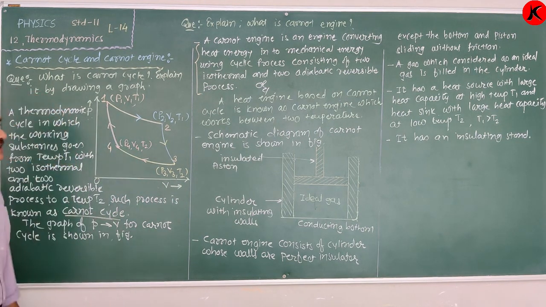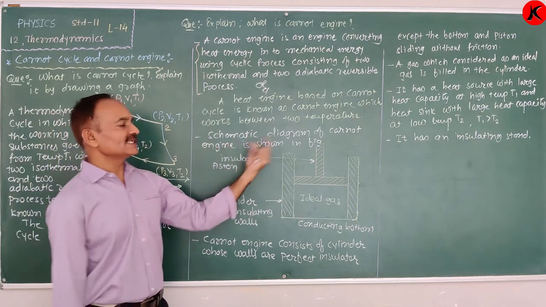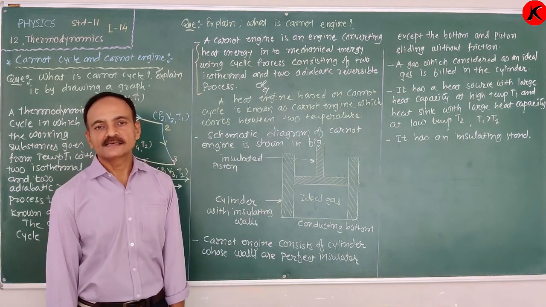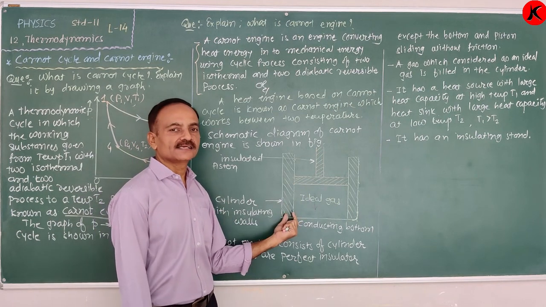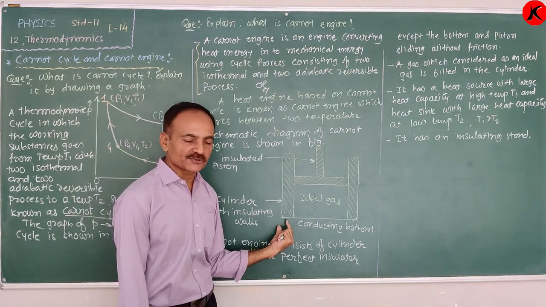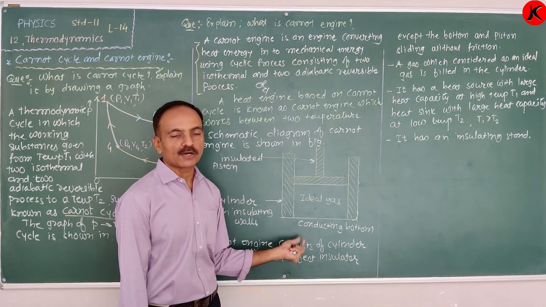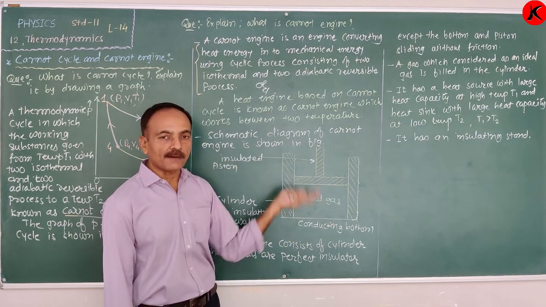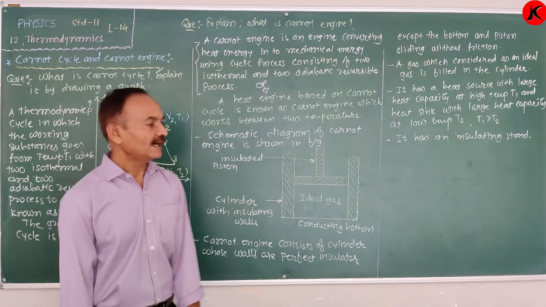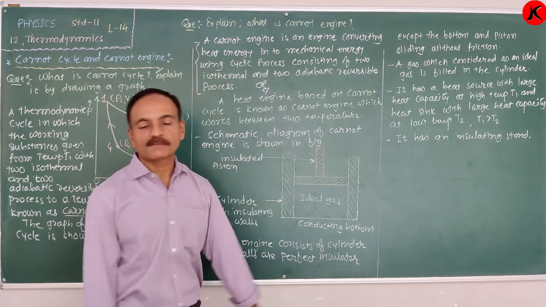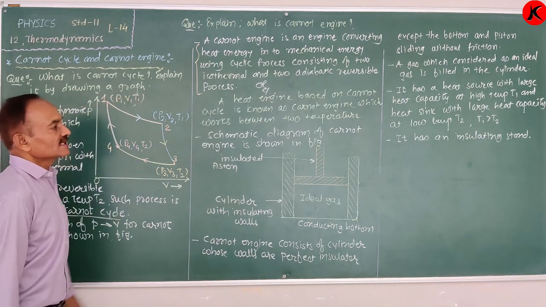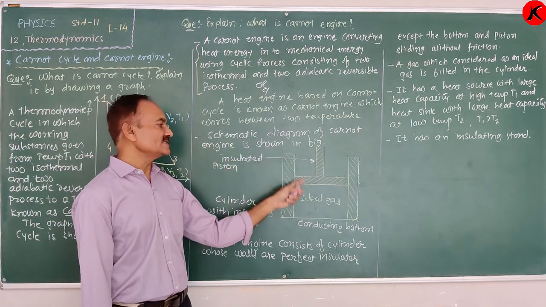Now, the schematic diagram of the Carnot engine is shown in the figure. There is the piston-cylinder arrangement. Here the cylinder walls are perfectly insulated except the bottom, which is conducting, while the piston can move up and down without any friction, and the piston is also insulated.